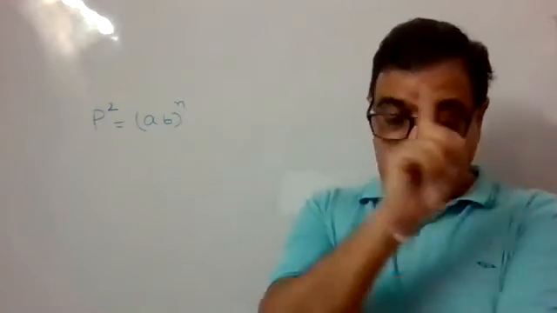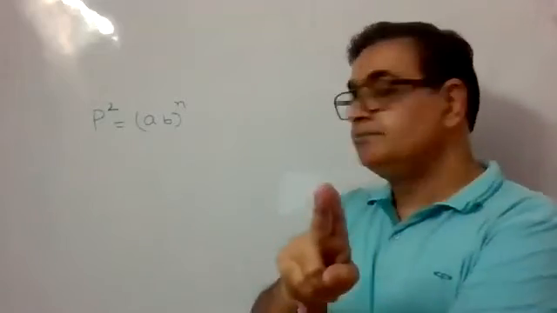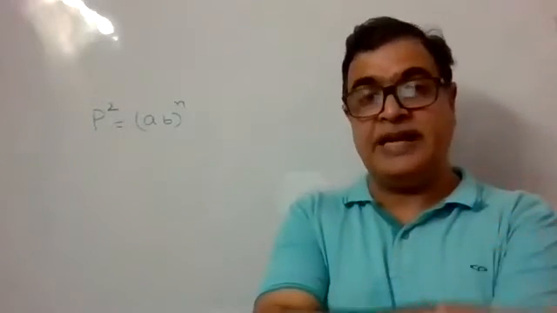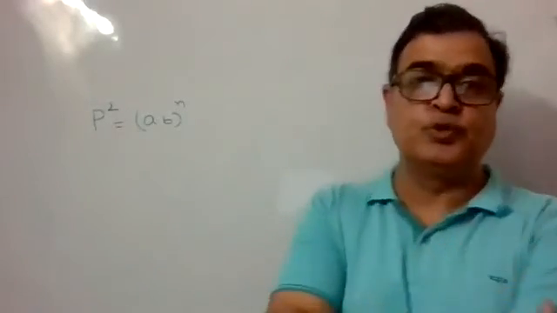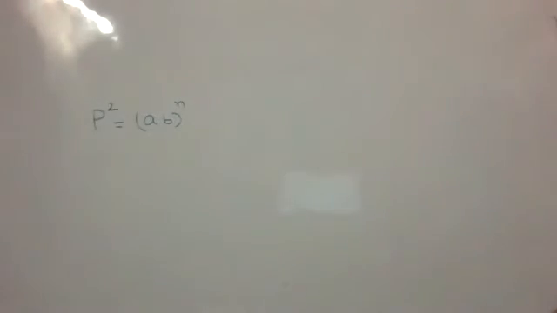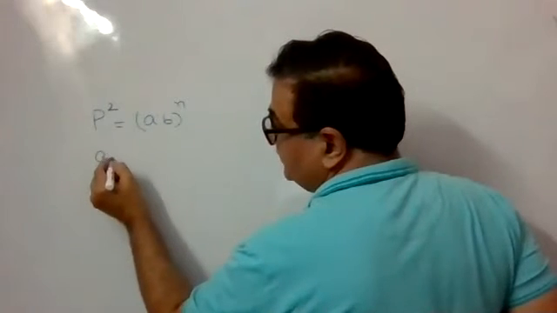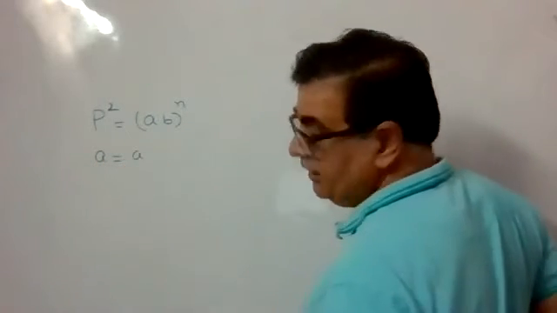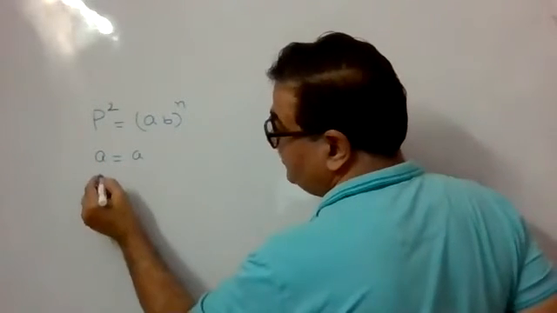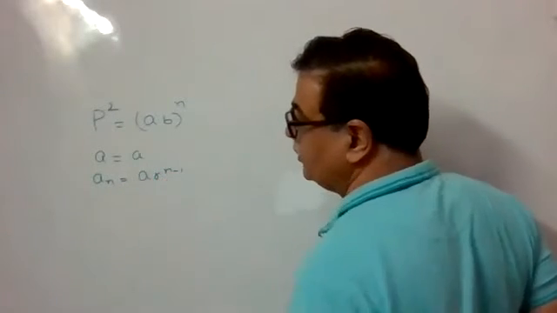In a GP, a is the first term, b is the last term, P is the product of these n terms. Then you should prove P square is (ab) whole power n. This is an NCERT problem we have. First term is a, so a will remain a. Last term will be the nth term I'll take. It will be a R to the n minus 1. Right or no?